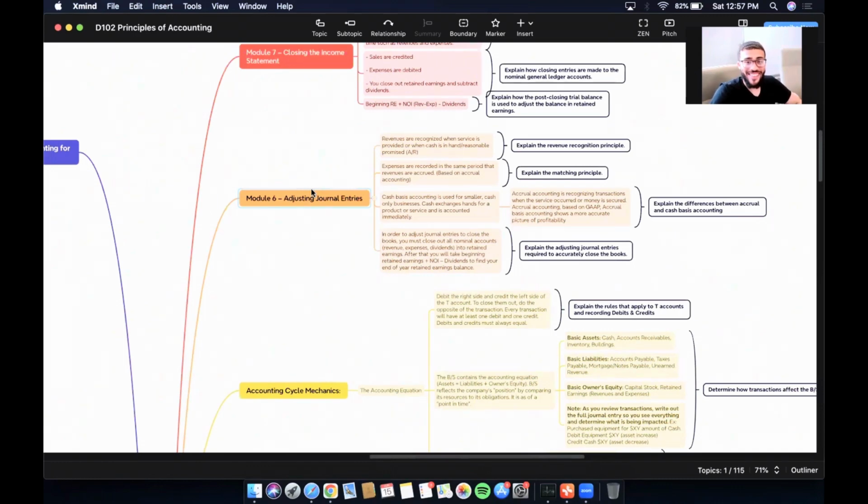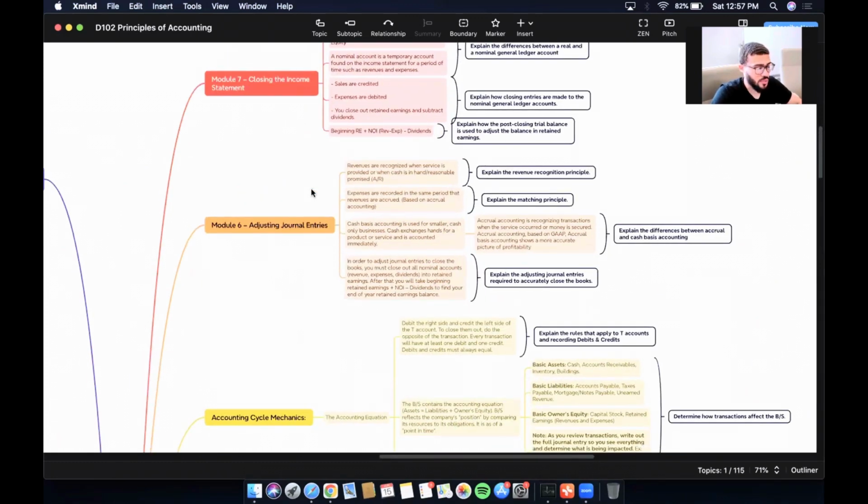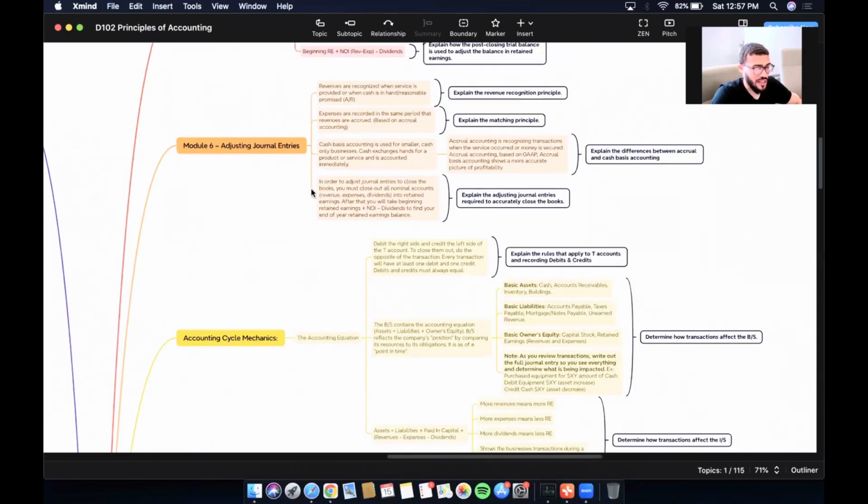But for module 6, some concepts you should know are how the revenue recognition principle works. You're going to want to explain the matching principle. Also explain the differences between accrual and cash basis accounting. That's really big. Make sure you know that. And explain the adjusting journal entries required to accurately close the books.